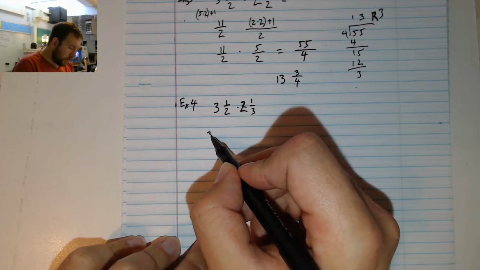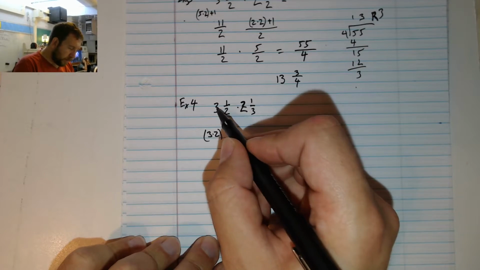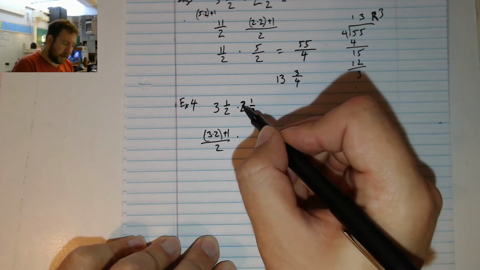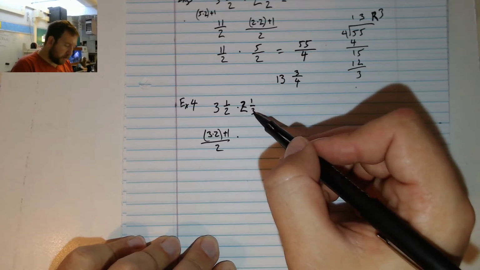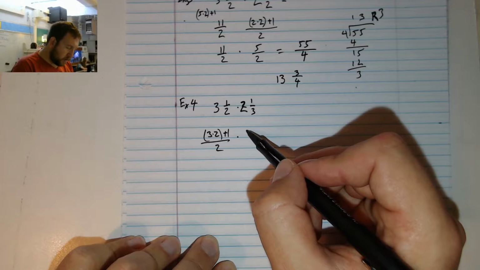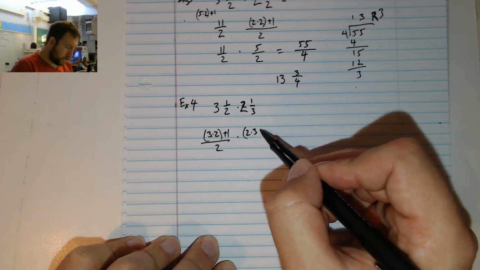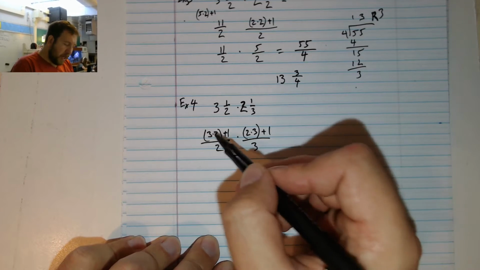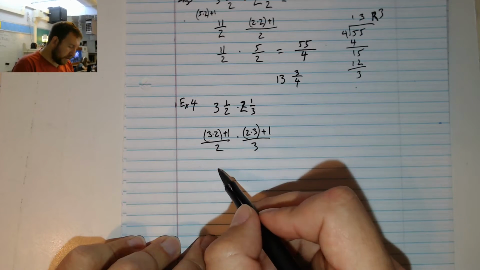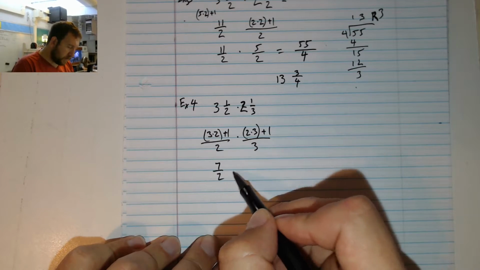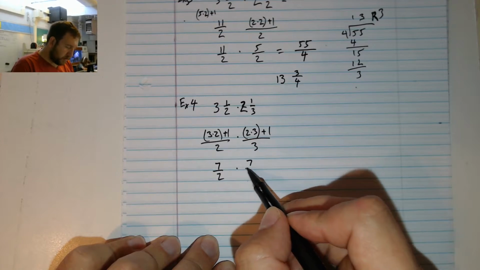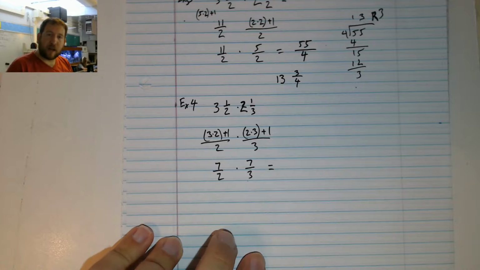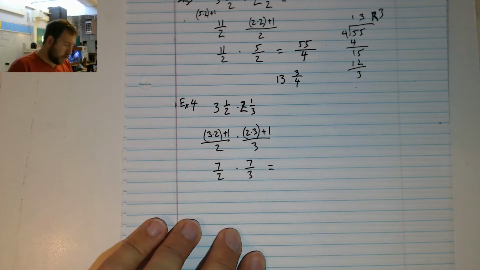So this would be 3 times 2 plus 1 over 2, times, I'm going to do the same thing here. 2 times 3 is 6 plus 1, 2 times 3 plus 1 over 3. And if I was going to rewrite these, I could say that this is 7/2 times 7/3. Okay, now I can do it. Now I'm set up with my improper fractions, and I'm ready to go.